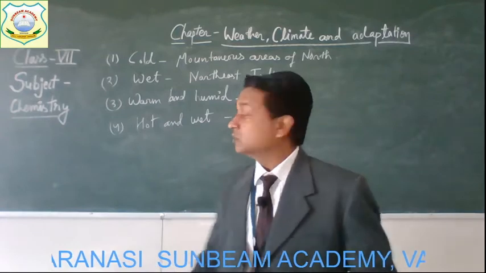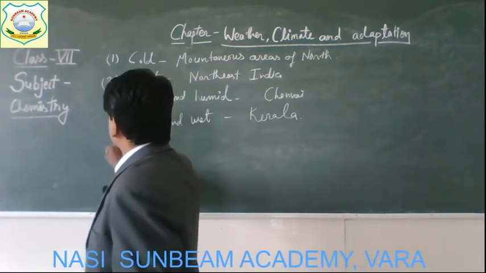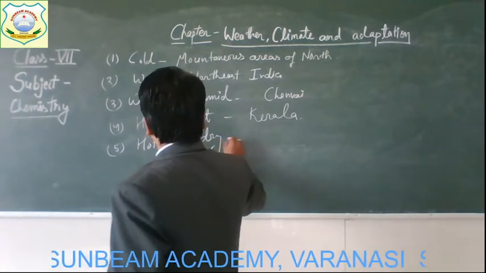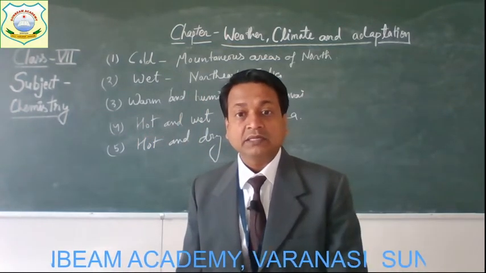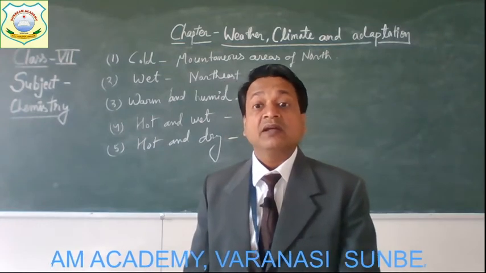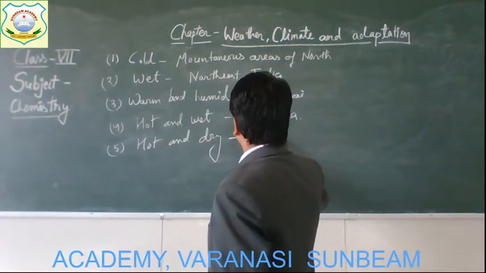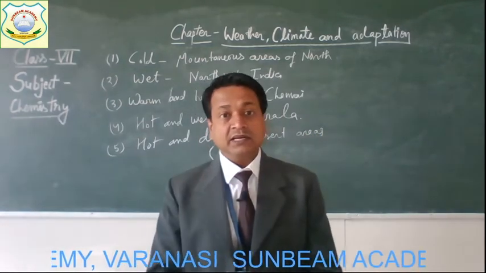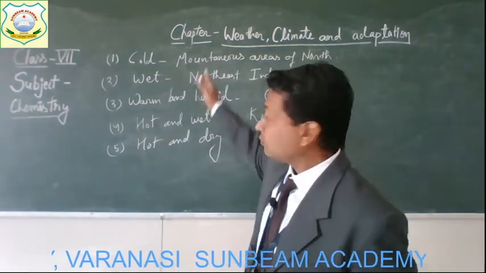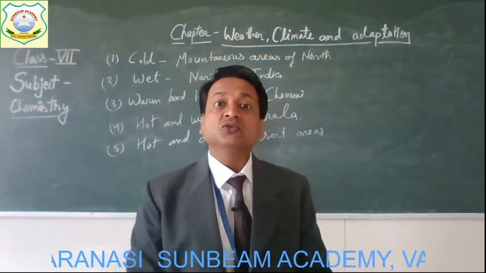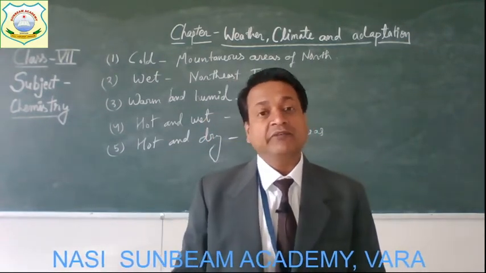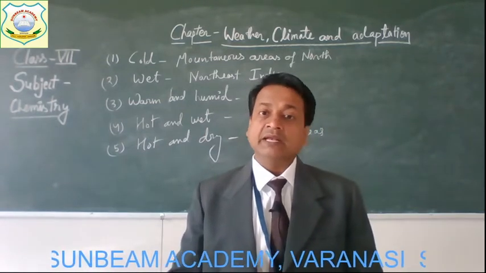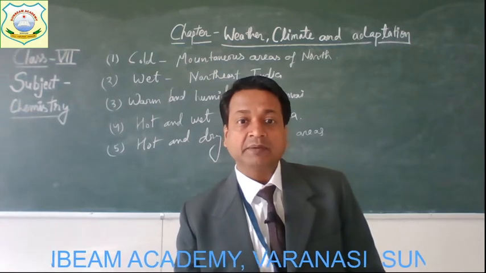Got it? So, the hot and dry climate is typical for desert areas. Got it, children? So I hope that with the help of these examples, you understood the different weather patterns of different places of our country. Now, come to the next topic of the chapter.